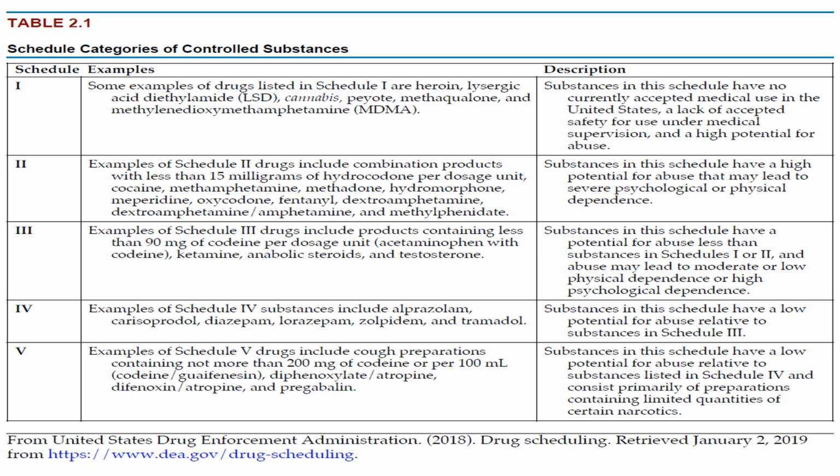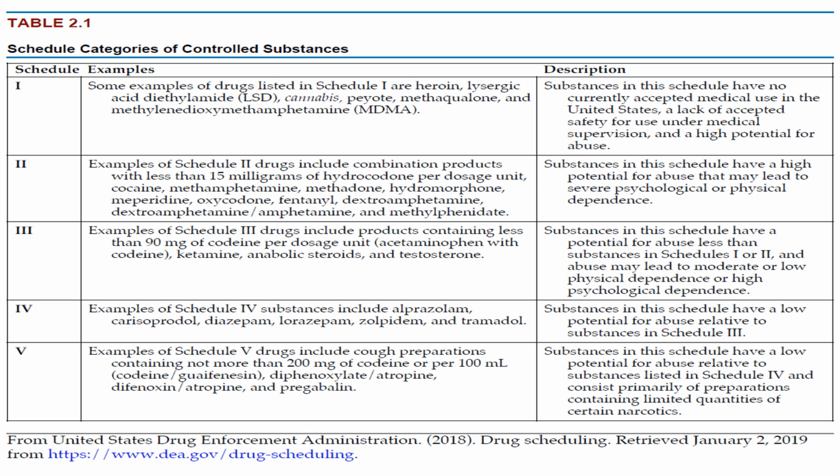Rank number 3 or schedule number 3, common ones are codeine at 90 milligrams, ketamine, anabolic steroids, and testosterone. They have a potential for abuse, though less than Schedule 1 and 2. However, they may lead to moderate or low physical dependence or even high psychological dependence.